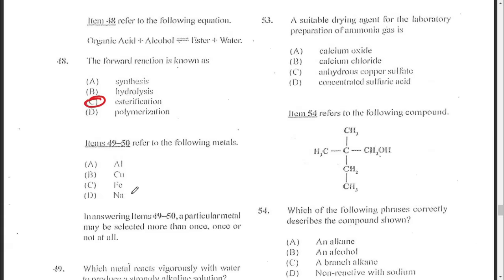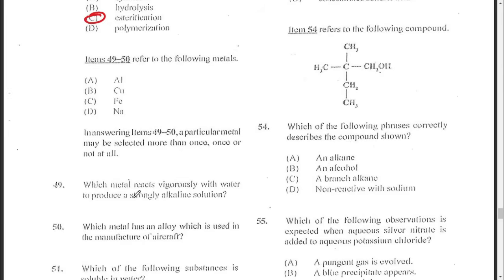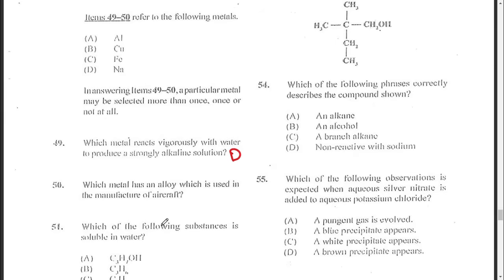Items 49 to 50 refer to the following metals: aluminum, copper, iron, and sodium. In answering items 49 to 50, a particular metal may be selected more than once, or not at all. 49. Which metal reacts vigorously with water to produce a strongly alkaline solution? That's sodium, which is D. So 49 is D. 50, which metal has an alloy which is used in the manufacture of aircraft? That's aluminum, so that's A.